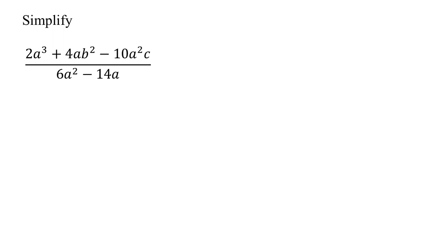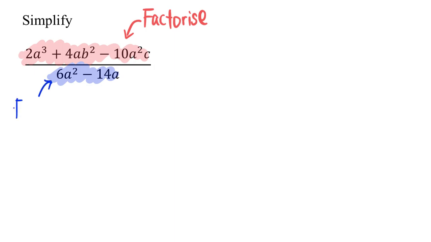And I do see a plus and minus in the numerator and denominator. So the very first thing in your mind would then be, I would then need to factorize both. That means the top, the numerator, I will have to factorize. I will also have to factorize this part as well.